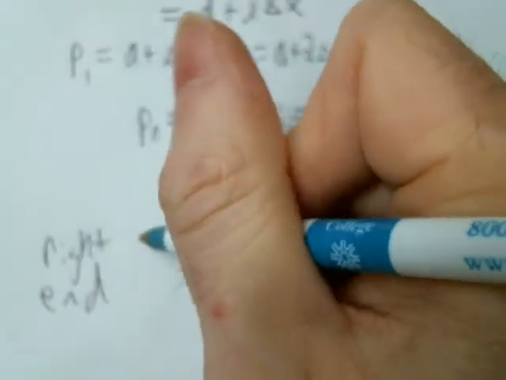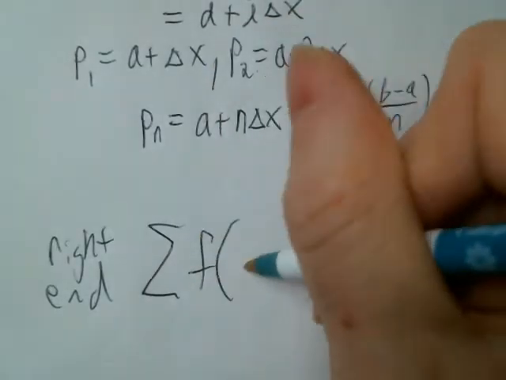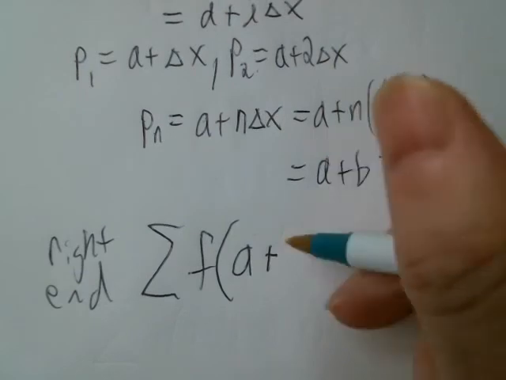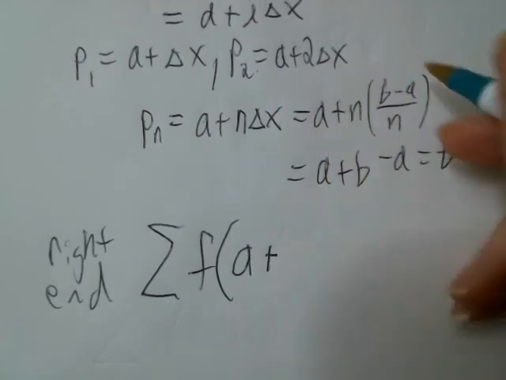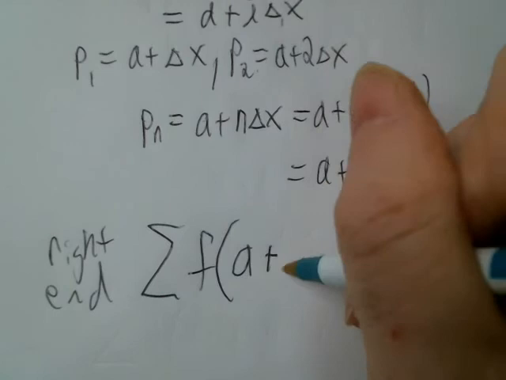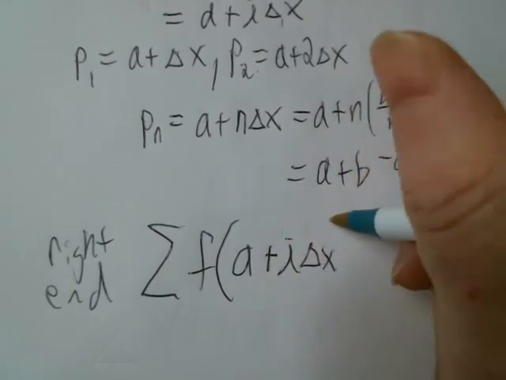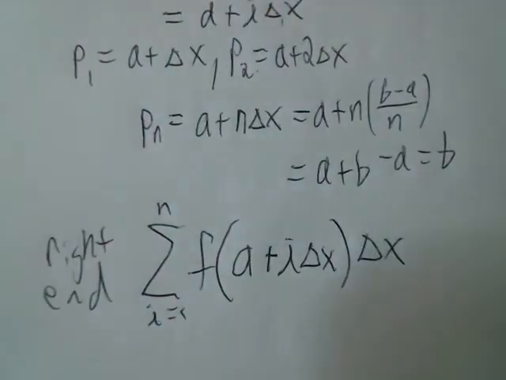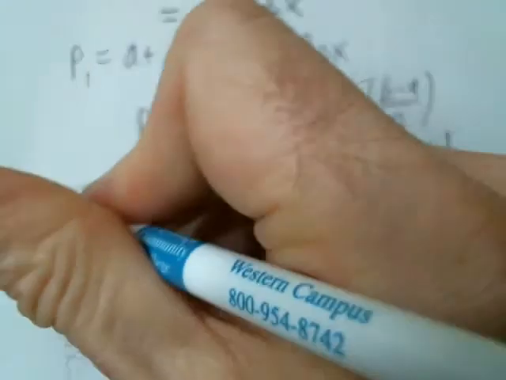And in that case, then we have the sum of f of a plus I times change in x, times change in x, from I equals 1 to n. All right, and this is the formula du jour.